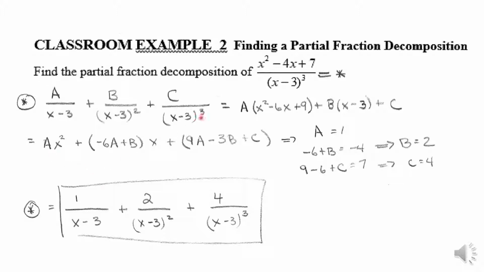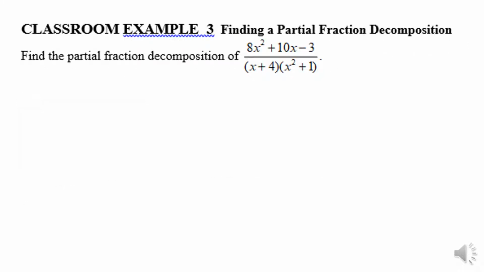That means A has to correspond to the 1. Minus 6A plus B has to correspond to the minus 4. And the constant 9A minus 3B plus C has to correspond to the 7. I solve this system of equations, and I find out these are the values of A, B, and C, and that is my partial fraction decomposition. Pause the video now and do this problem. Let's see how you did.